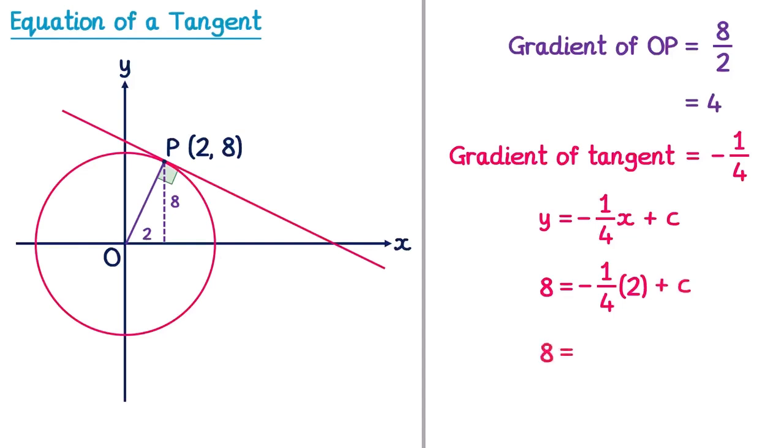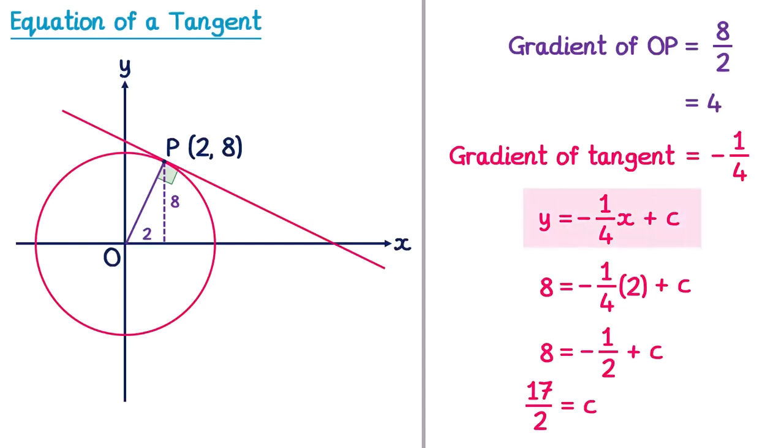So we've got 8 equals. To deal with negative 1/4 multiplied by 2, we just multiply the numerator 1 by 2 and we get negative 2/4, and then plus c. Negative 2/4 will simplify to negative 1/2, and then we can add 1/2 to both sides, so we get 8 plus a half equals c, or 8½ equals c. It's often convenient in questions on the equation of a tangent to write this as an improper fraction, so we can convert that 8½ into 17/2. So the value of c, the y-intercept, is 17/2.